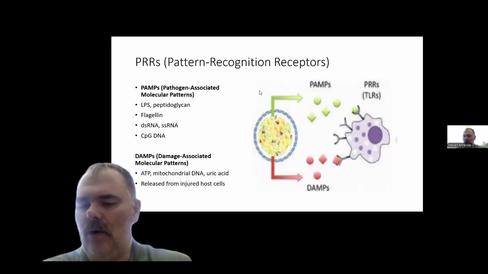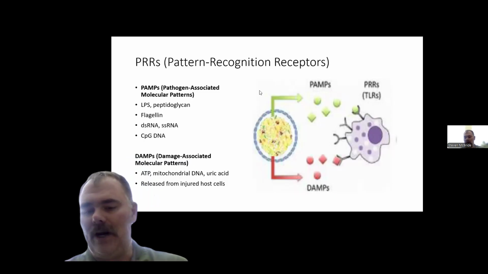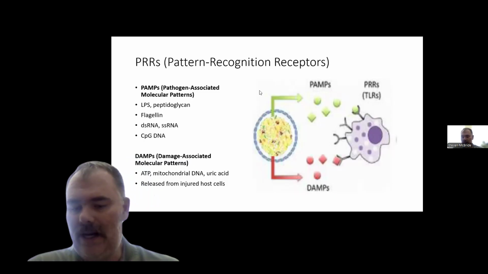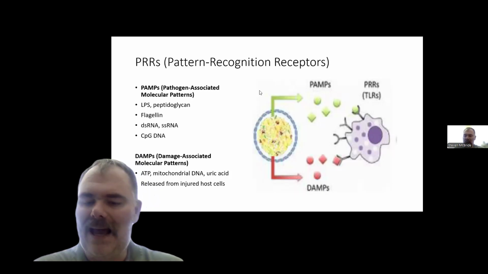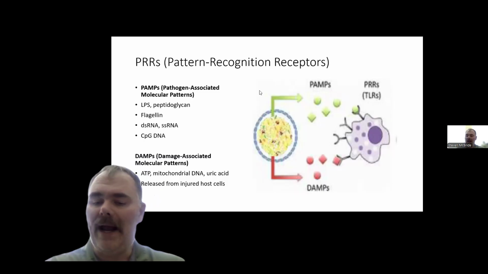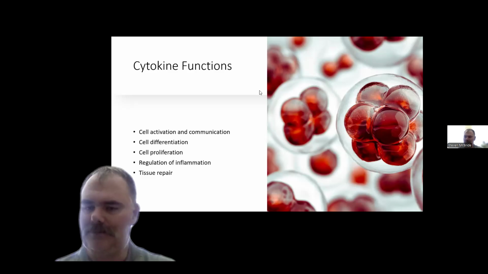The second category is called damage-associated molecular patterns, or DAMPs. These molecules are released when host cells are injured or destroyed. Examples include ATP, mitochondrial DNA, and uric acid. By recognizing PAMPs and DAMPs, innate immune cells can detect both infection and tissue damage.